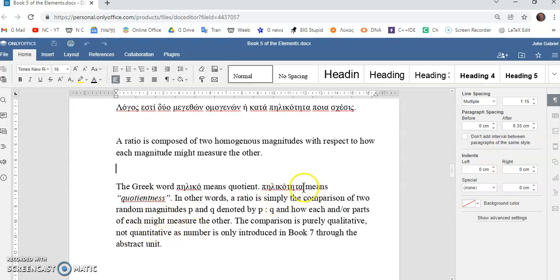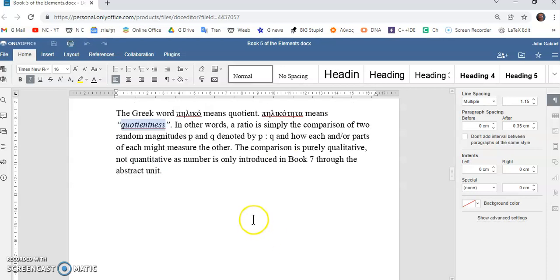And the Greek word pilikotita means quotientness. There isn't actually an equivalent English word. I think perhaps the closest is that they have a relationship that they're divisible by a common magnitude, provided that they're not the same magnitudes, okay? So they're different magnitudes, but they're measured by another common magnitude. Okay, so that was definition 3.